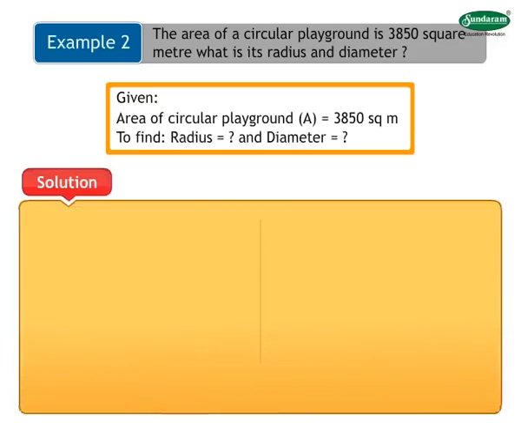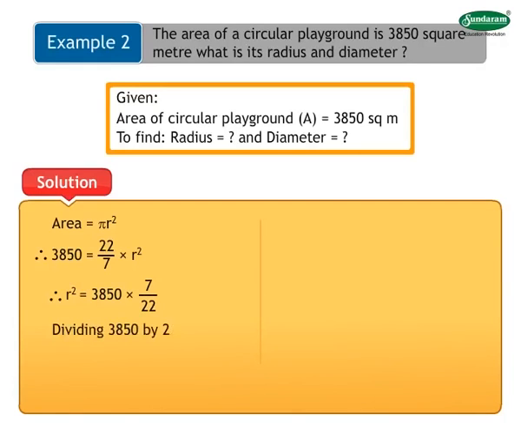Solution. As we know, area of circle is equal to pi into radius square. Therefore, 3850 is equal to 22 upon 7 multiplied by radius square. Therefore, radius square is equal to 3850 multiplied by 7 upon 22. Dividing 3850 by 22, we get radius square is equal to 175 multiplied by 7. Writing factors of 175, we get radius square is equal to 5 into 5 into 7 into 7.